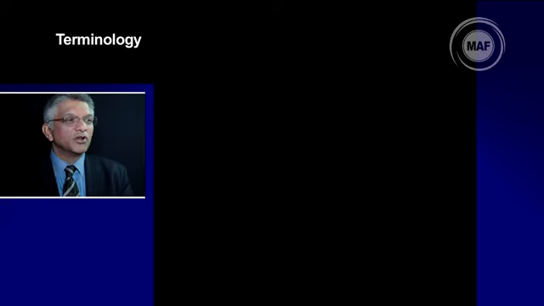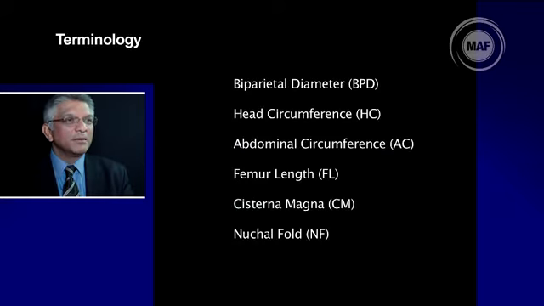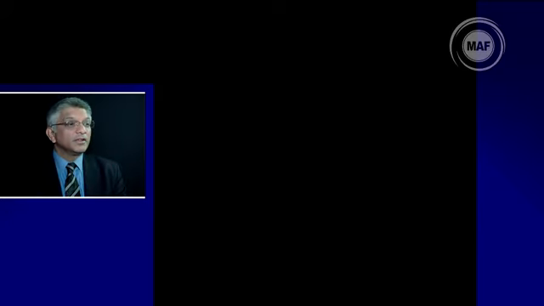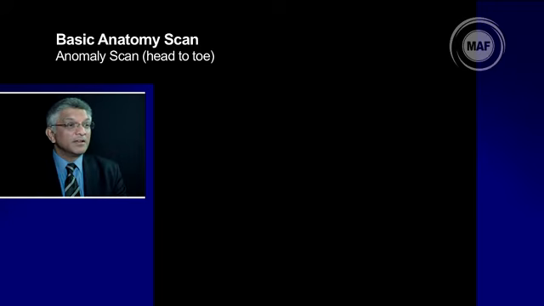The common terminology: BPD, biparietal diameter; head circumference, HC; AC, abdominal circumference; FL, femur length; CM, cisterna magna; NF, nuchal fold. We're going to start from the head to the toes.